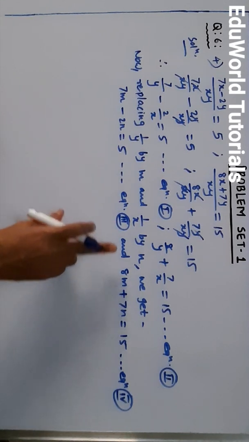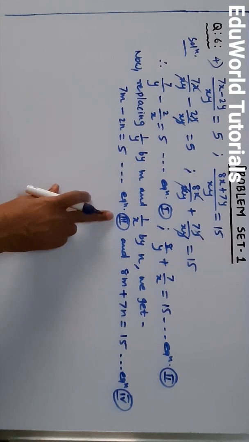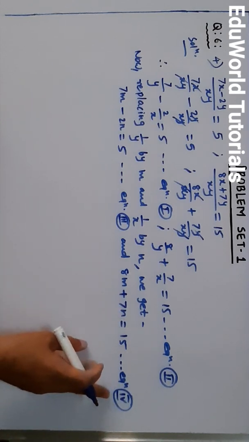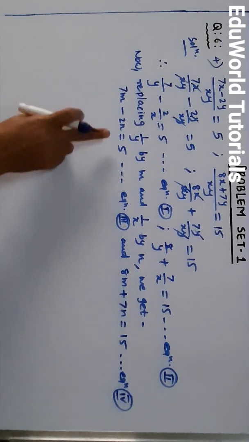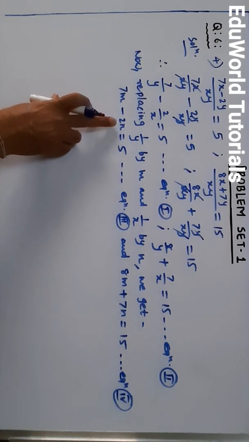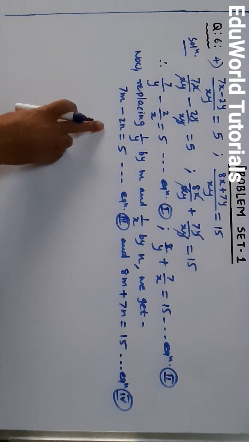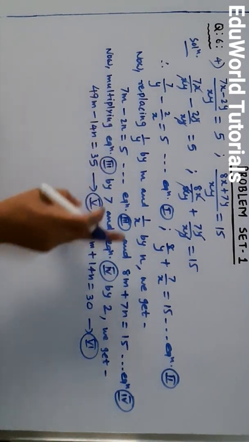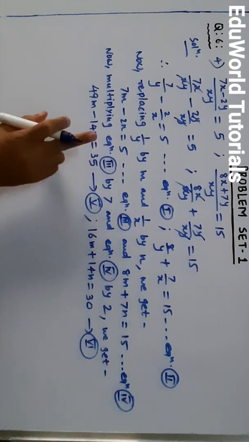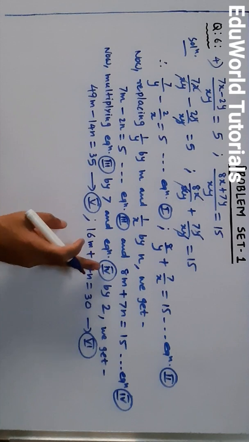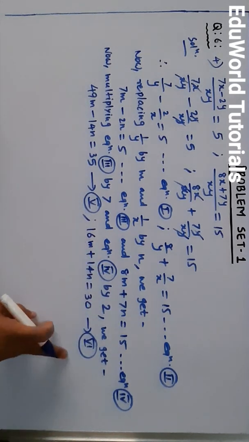What I will do is multiply equation 3 by 7, because 7 is the coefficient of n in the fourth equation, and multiply equation 4 by 2, the coefficient of n in the third equation. Let me write the instructions. So 2 and 7 are interchanged. We multiplied equation 3 by 7 and equation 4 by 2, and we got these two new equations.